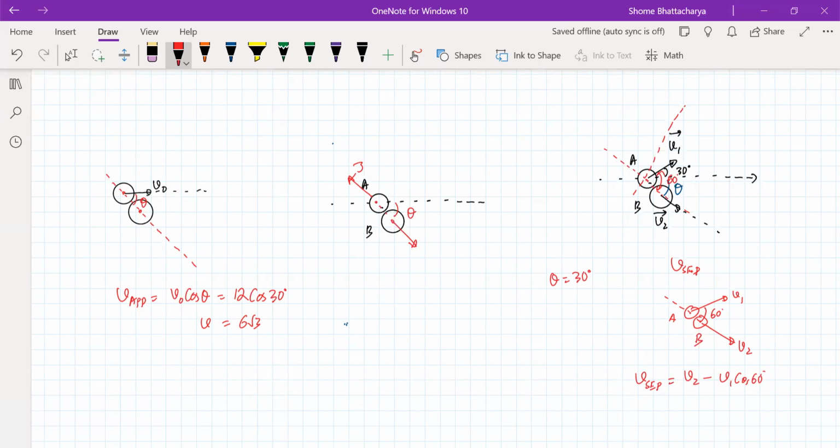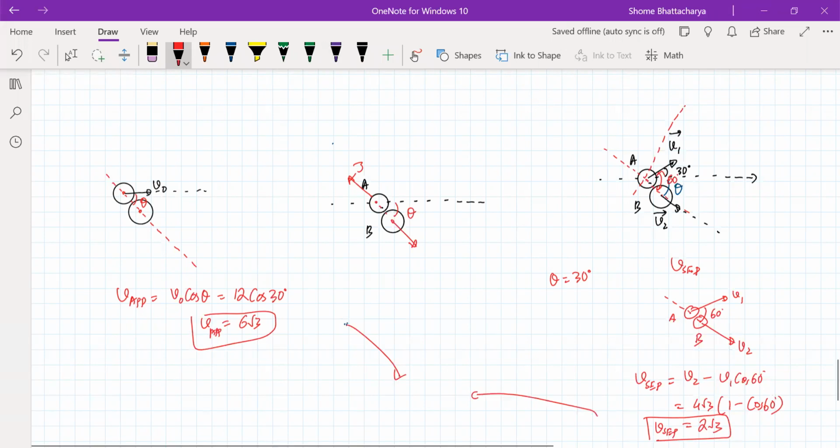So v2 we had seen was 4 root 3, so was v1. So this becomes 2 root 3. So that is our separation velocity, whereas this was our approach velocity. So from this now we can see, yes, Parv, your answer is correct. Coefficient of restitution, the ratio of these two, will become 1/3.